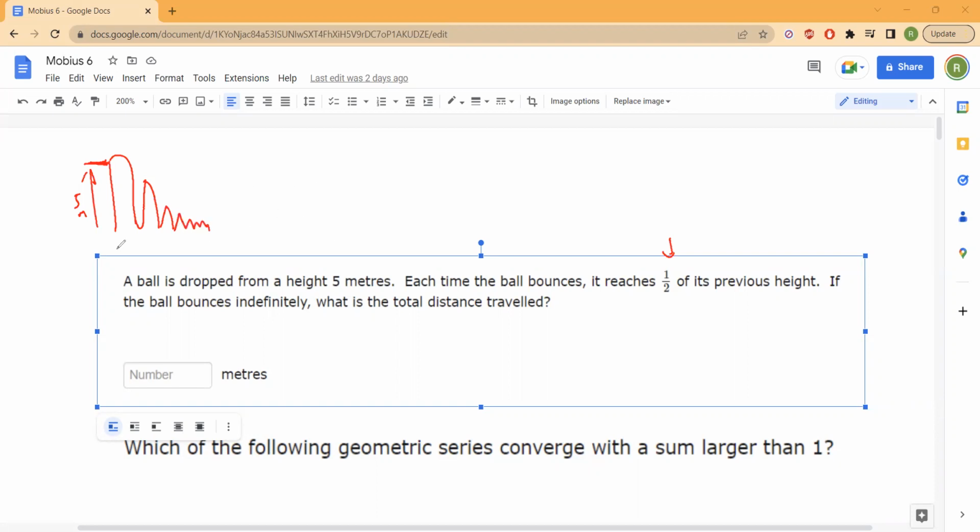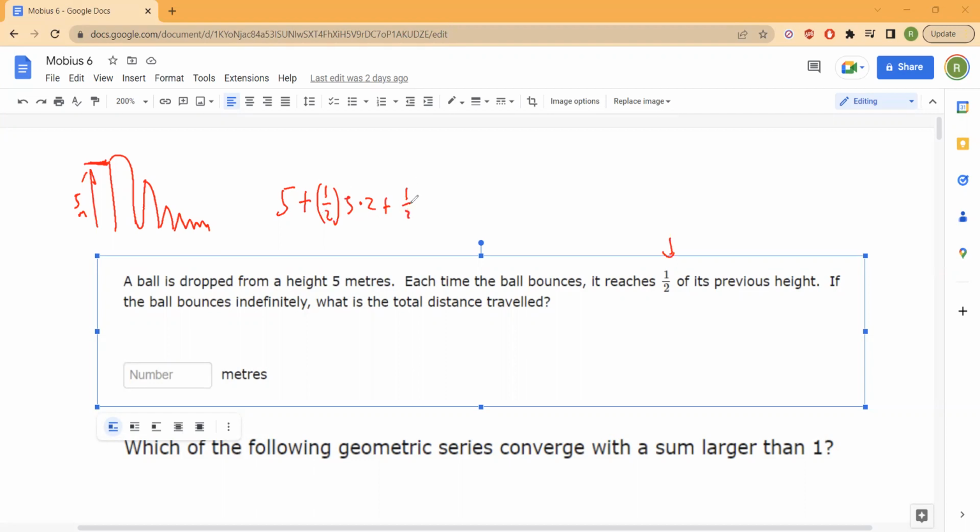So if we write down what happened, first it would travel 5 meters, then it would travel a half of 5 meters twice. That's why we multiply by 2, and the reason it's twice is because it goes up and then back down. That's where this 2 comes from. Then it would travel plus a half of 5.